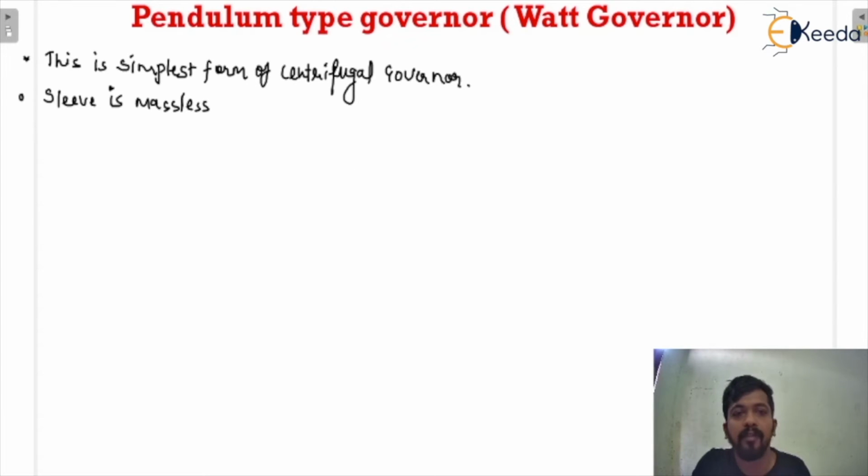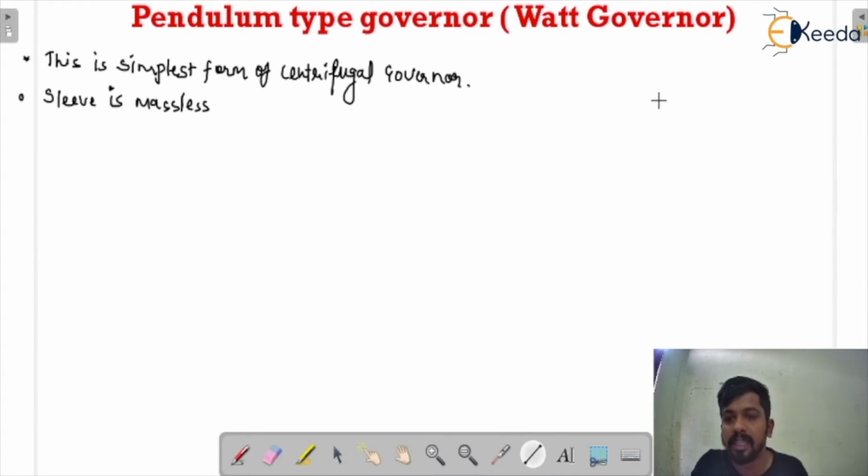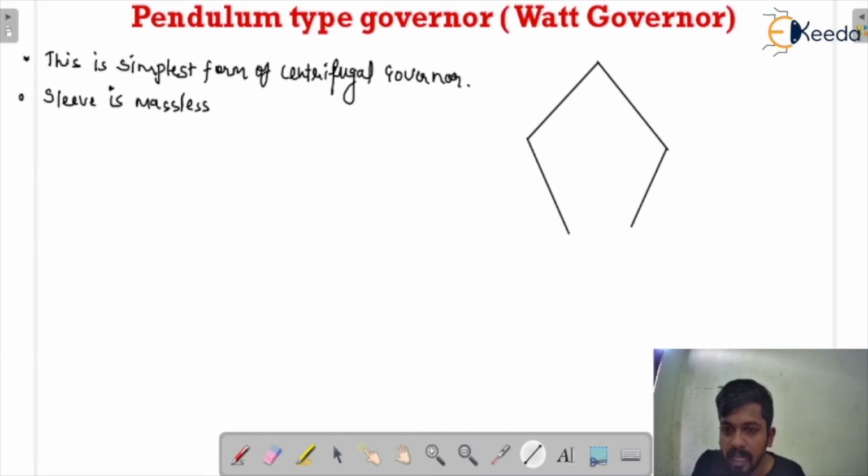Now we need to draw the diagram of the Watt governor so that we are able to understand it properly. This is the arms of the Watt governor, and the pivot point may be at the point of intersection, or it may be offset from the spindle axis. This is our spindle axis. This is the link which is attached to the sleeve, and we all know that the sleeve is massless in the case of the Watt governor. This is the sleeve, which is massless, and they are having the fly ball.